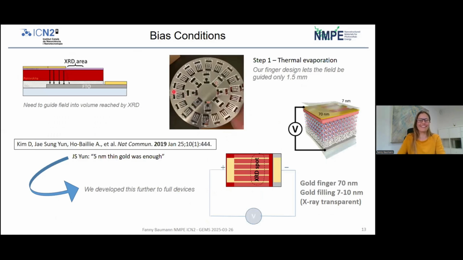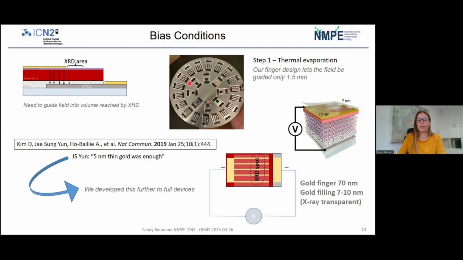But the problems don't end here, because we also have to be able to apply a voltage bias in an area that we can see by the XRD. Because naturally, if we would just apply a voltage bias on top of our normal pixel cells with this type of electrode, we would get almost all of the bias underneath the pixel. And we cannot see through the pixels with our X-ray diffraction setup.